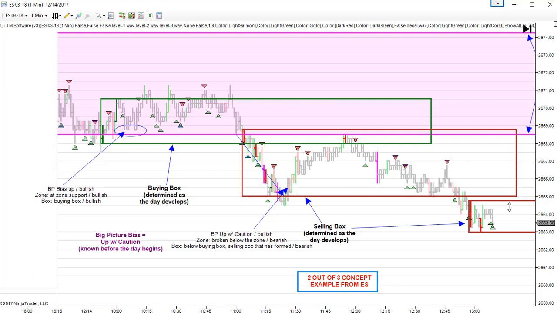On the box level, it says sellers are taking over, okay? On the zone level, it says sellers are more in control. That's 2 out of 3. We have a pretty good edge. We know the side we want to be on, okay?